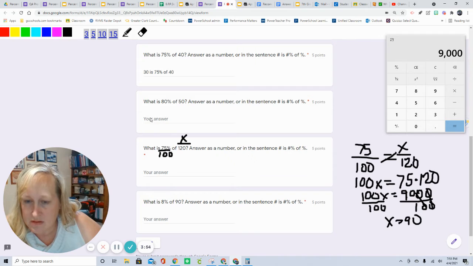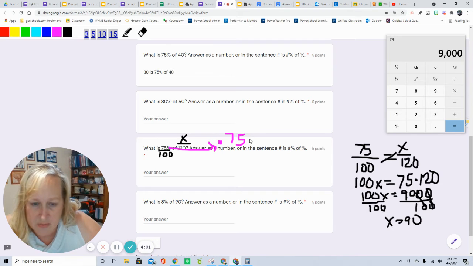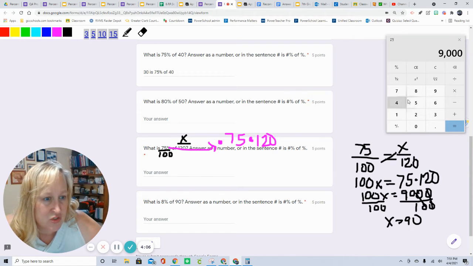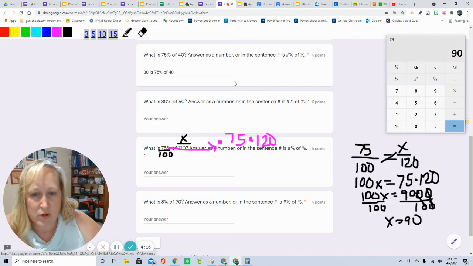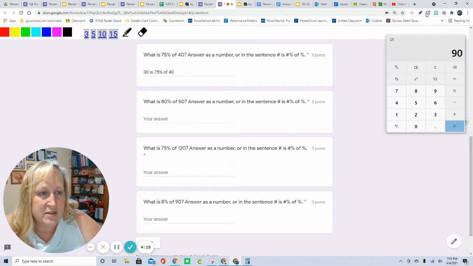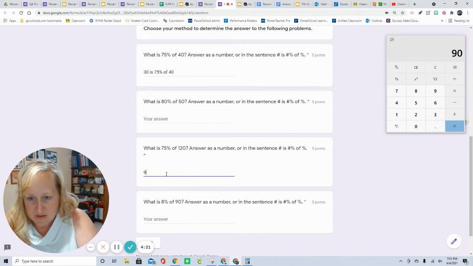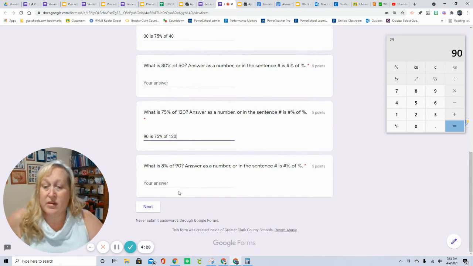So let's verify that by doing it with the other method. 75%. So 75% is 0.75. The of means times 120. Let's see if our numbers match. Clear. 0.75 times 120 equals 90. So both answers say 90. Therefore, I'm going to bet I can type in my answer. 90 is 75% of 120. Okay, good to go.